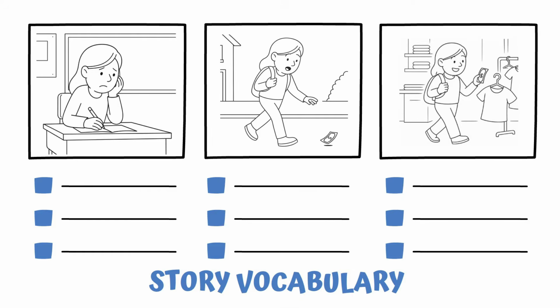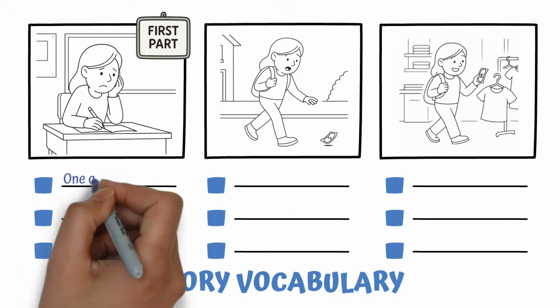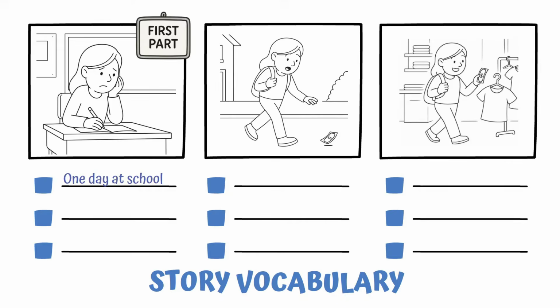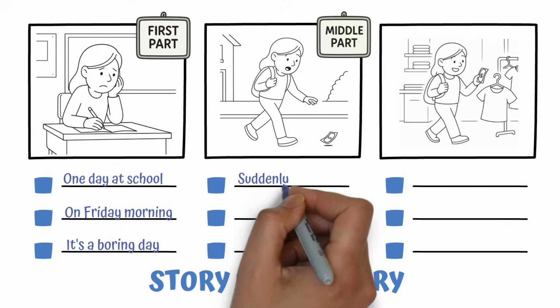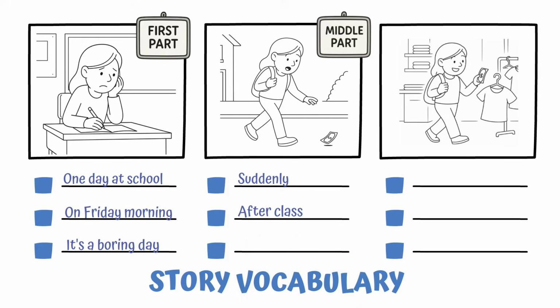For example, in picture 1, the first part of our story, we can use one day at school, on Friday morning, it's a boring day. In the second picture, in the middle part of our story, we can use suddenly, after class, or later that day. And in the third picture, the last part of our story, we could use finally, in the end, or soon after.